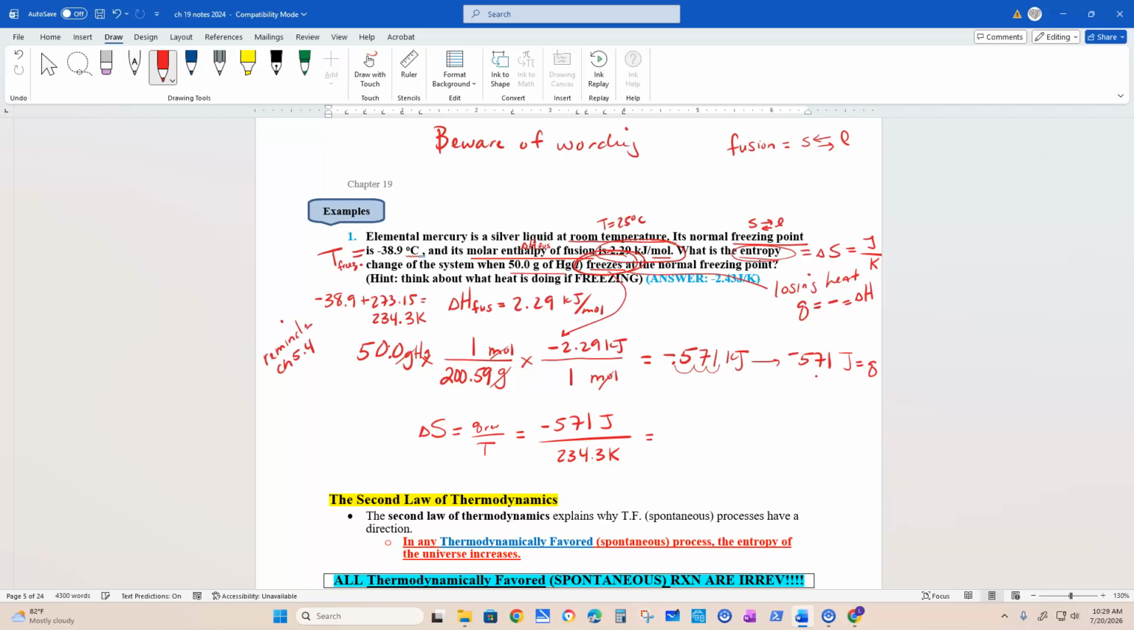And simply divide the two numbers. So negative 571 divided by 234.3. And if we did it right, we're going to get that blue answer. And it looks like we did.